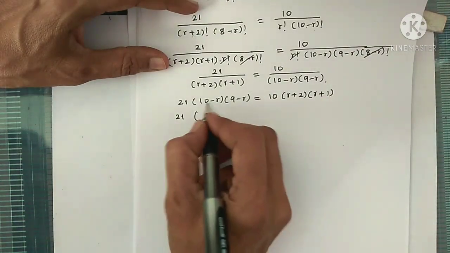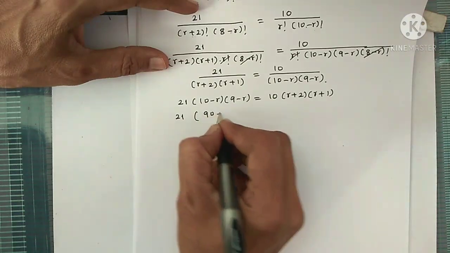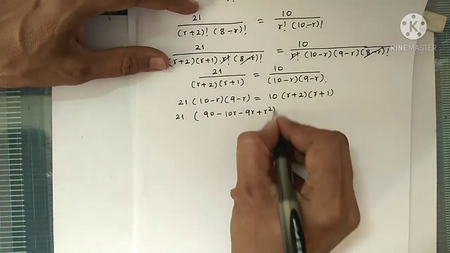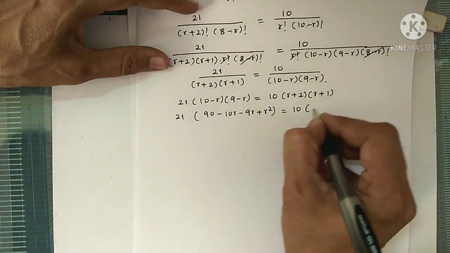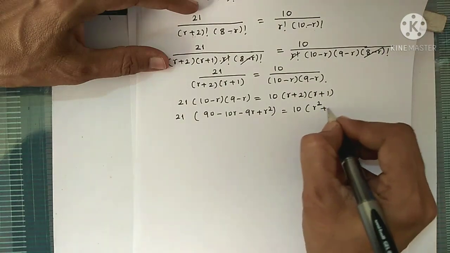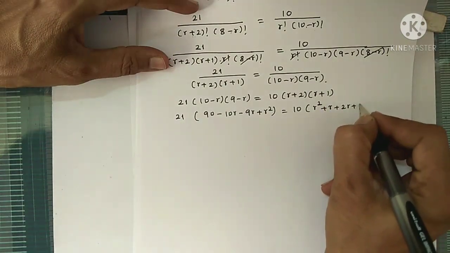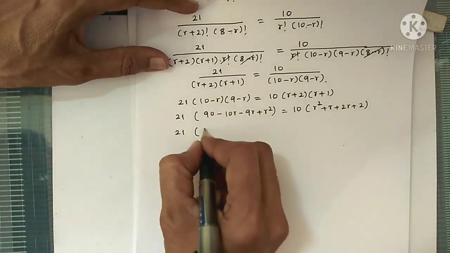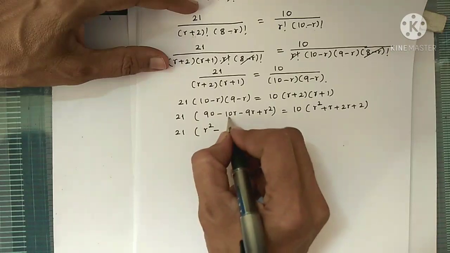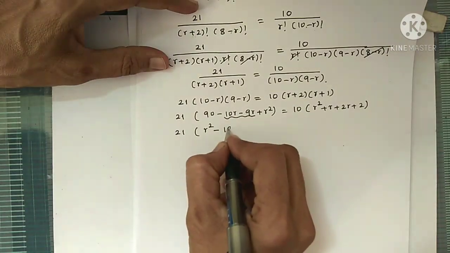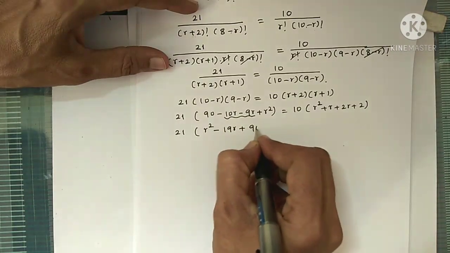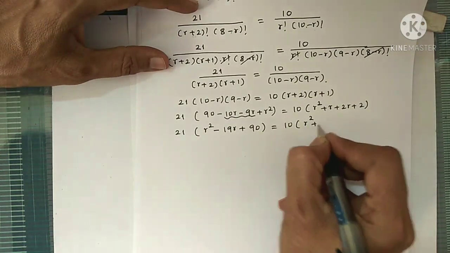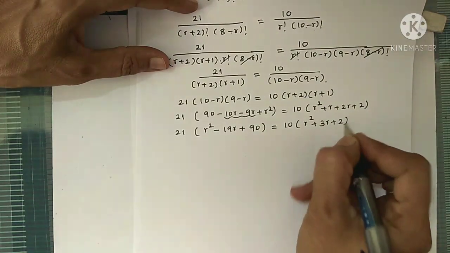So 21 into, first let's multiply this. 90 minus 10r minus 9r plus r square. 10 into r square plus r plus 2r plus 2. So this is 21. First let's write this r square. Then adding these two terms we have 19r plus 90. This is 10 r square plus 3r plus 2.